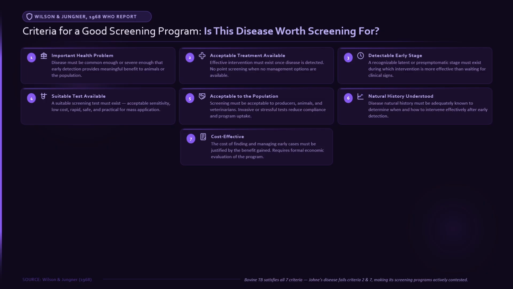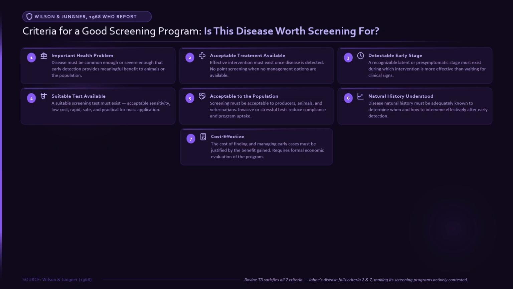Seven, it has to be cost effective. The cost of finding and managing early cases has to be justified by the benefit, and that takes a real economic evaluation. Here's how this plays out. Bovine TB checks all 7 boxes, which is exactly why it's the textbook example of a justified screening program.